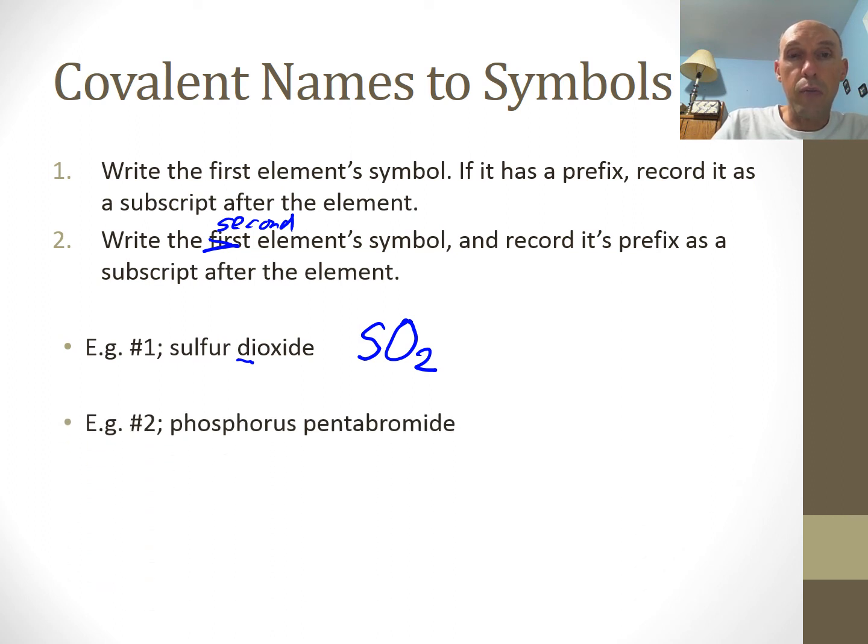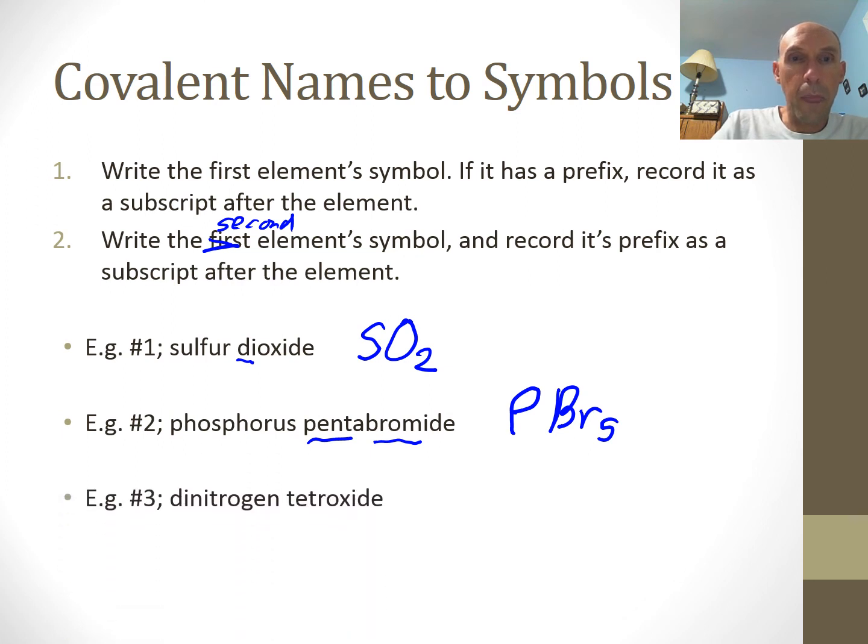Phosphorus pentabromide. First element symbol is phosphorus, P. Bromine is Br. And penta is 5. Next, dinitrogen tetroxide. So nitrogen, prefix di for 2. Tetroxide, so oxygen for oxide, tetra is 4.